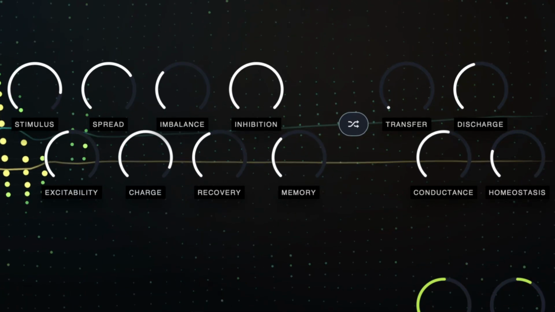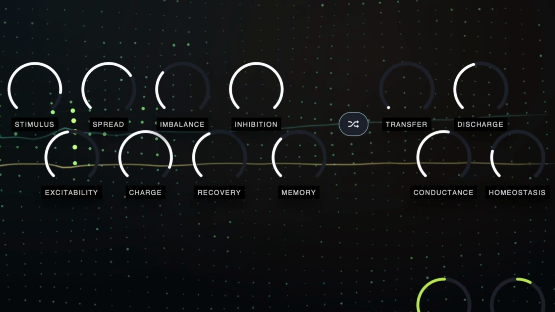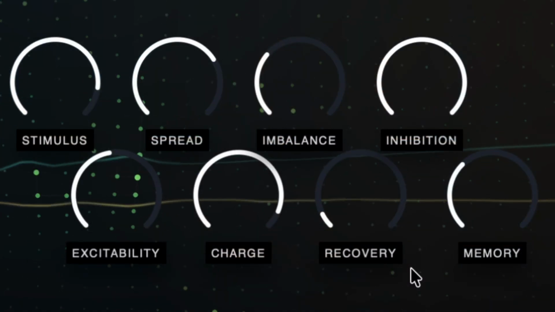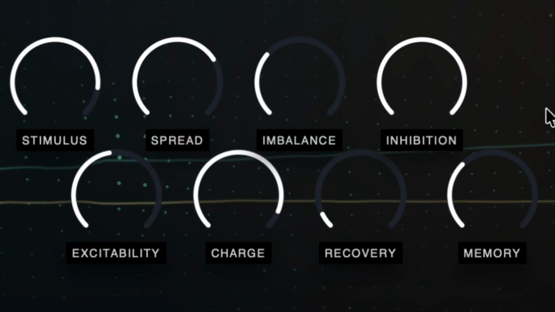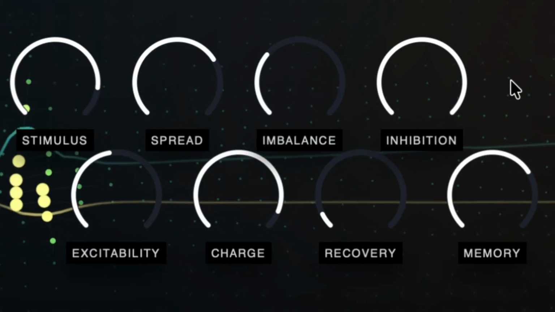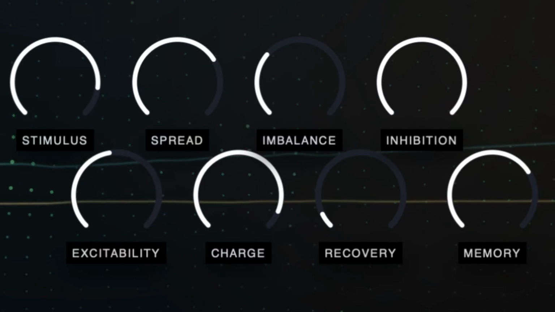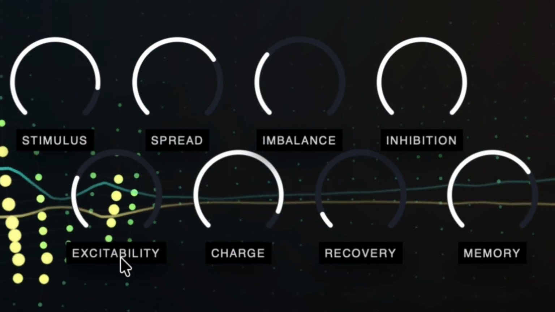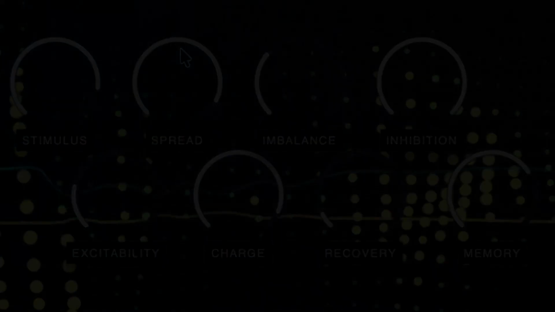Then there is the behavior of the simulation itself. You have controls like stimulus, excitability, spread, charge, imbalance, recovery, inhibition, and memory. I'm not going to go through these one by one like a manual, but roughly speaking, excitability decides how readily the model reacts. Spread decides how far activity travels. Memory and imbalance keep things hanging around after the initial hit. Recovery and inhibition stop it from just sitting open all the time. This is the simulation, and these controls are how you steer its movements.